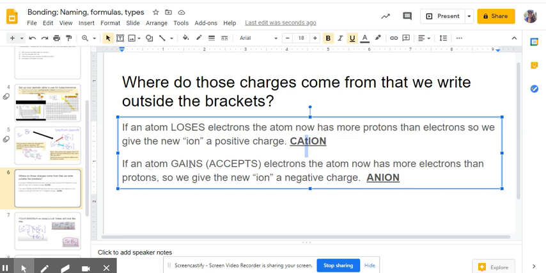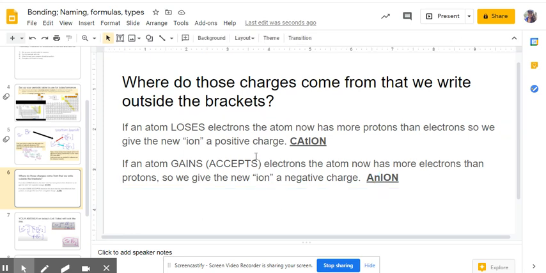And then if an atom gains or accepts electrons, the atom now has more electrons than protons. So we will give the new ion a negative charge, or an anion. And we remember that again with that second letter. It's an N for negative. And that's going to be the easy way to remember those two words. But once again, that's just what I said in the last video.